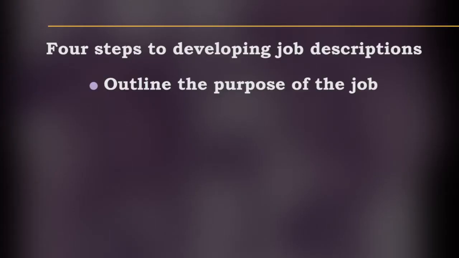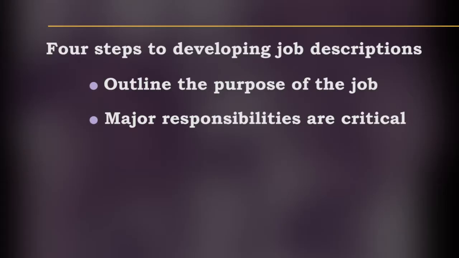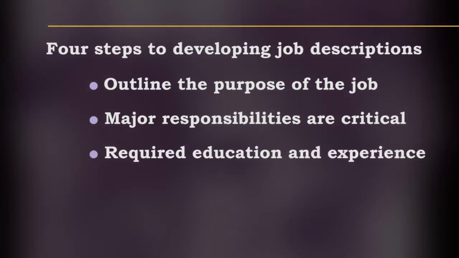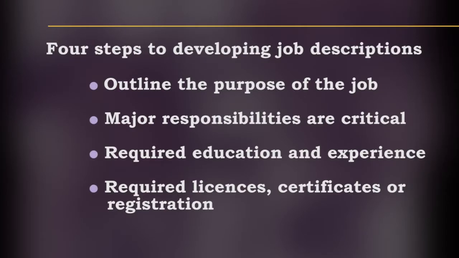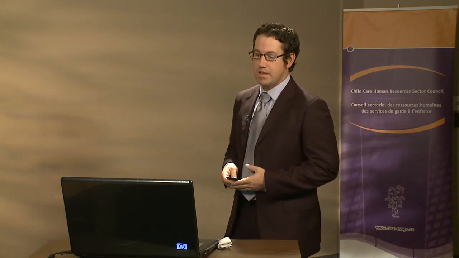First, you need to outline the purpose of the job. It's a snapshot of the occupation, and it tells you what the major responsibilities are. Next, when you have the major responsibilities outlined, you want to make sure that those responsibilities are deemed critical to success for the job. Next, we would outline the required education and experience of the person that you would like to hire. What kinds of training and past experience does that early childhood educator need? And then you want to outline the required licenses, certifications, and registration for that person. We won't really discuss the last step in too much detail, as there are different requirements across different jurisdictions in Canada. So we're going to discuss those steps in a little more detail right now.